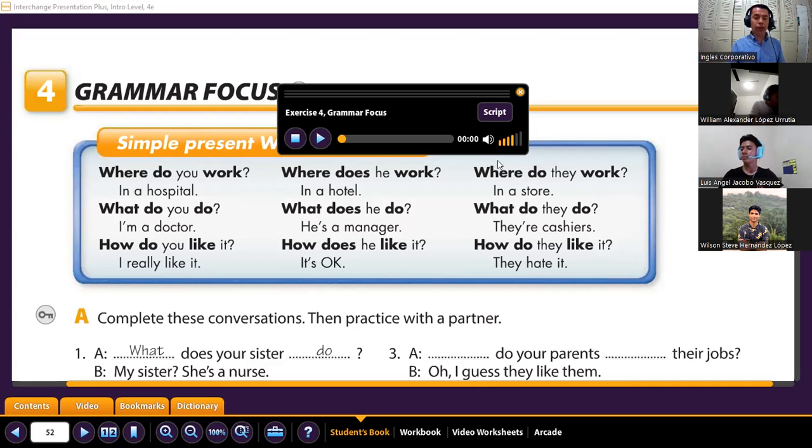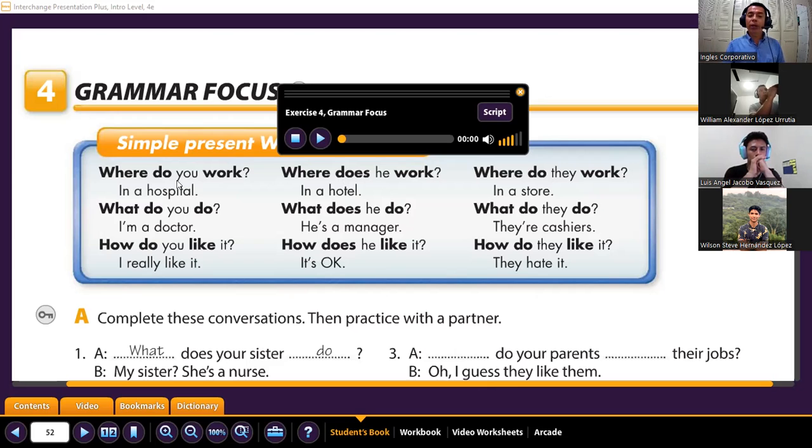Okay, good, pay attention. Now, when you say the question to the first person, you, ¿dónde tú trabajas? Right? Then the second situation is, where does he work? What does he do and how does he like it? Él, ¿dónde trabaja él o ella? Right? And finally, they, ellos. Where do they work? ¿Dónde trabajan ellos? Right? What do they do and how do they like it?